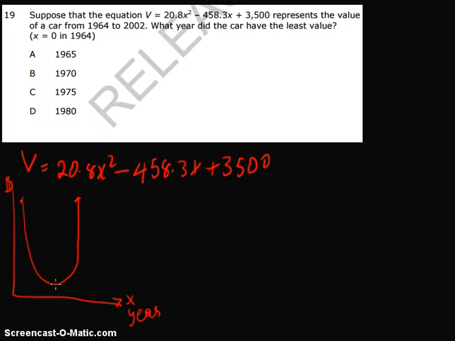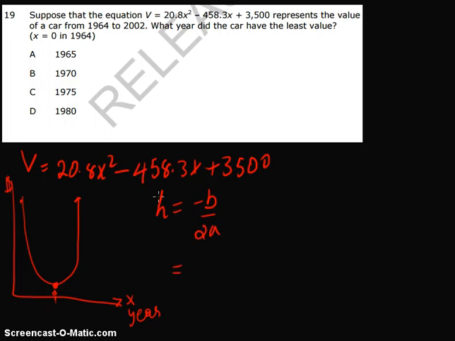The least value is going to be where? Where it has a vertex. And in order to find the year, all we need to figure out is what this value is, or the year that is close to this point. Now we only need the h value, which is the x coordinate of the vertex, and the way we can find that is using the formula negative b over 2a.